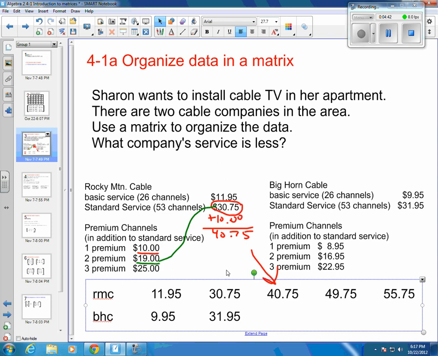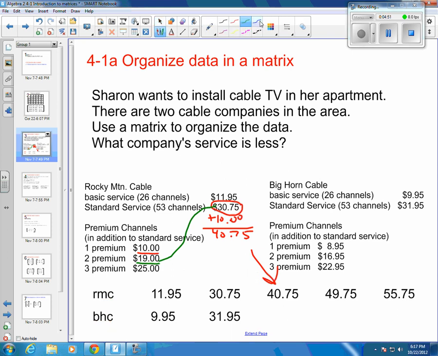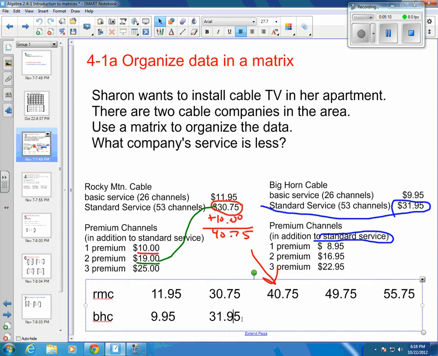And since I'm not that good at math in my head, well actually I am, but I'm going to grab my calculator and make sure I don't make any mistakes. This is 1 premium channel in addition to the standard service. And here is my standard service, this $31.95. So I'm going to take my 31.95, add it to 8.95, and underneath this one, it came out to be 40.90.